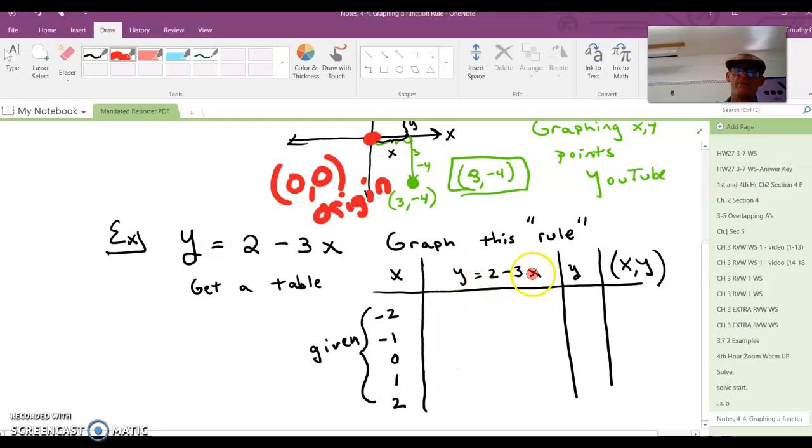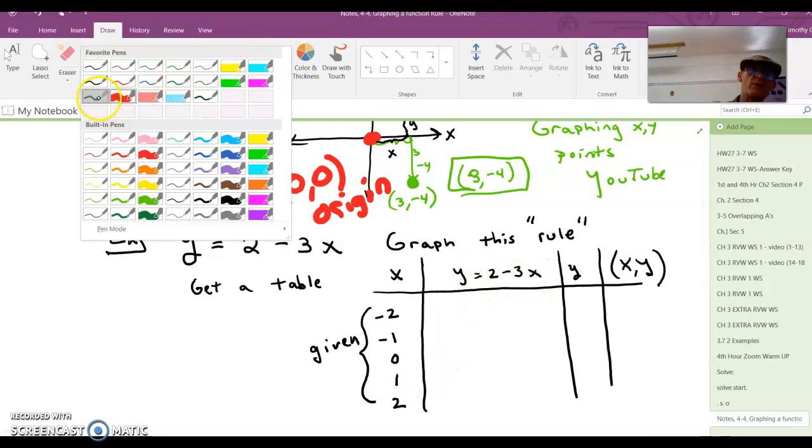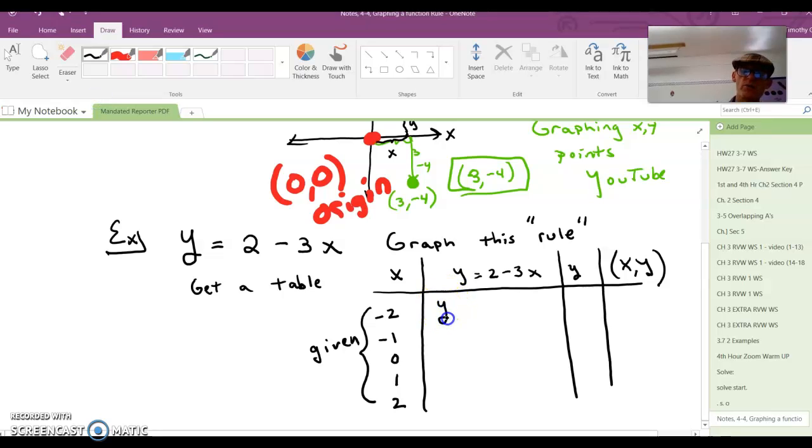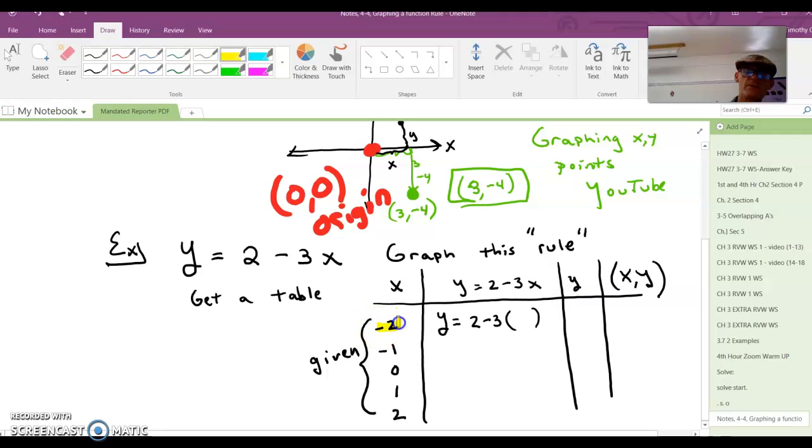That's going to give us our y. Okay, so we're going to write that down. We're going to do y equals 2 minus 3, and then instead of this x, we're going to put this -2. Oops, I'll use a little thicker color there. -2 in for there. All right, so now you have to figure this out. What does this equal? Well, 2 plus 6 is 8. Okay, so the first ordered pair is (-2, 8).